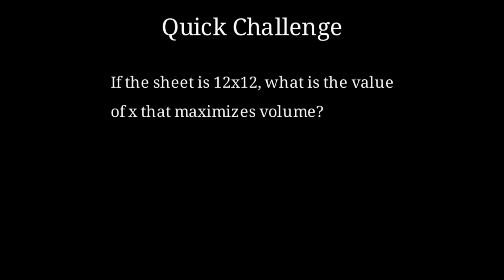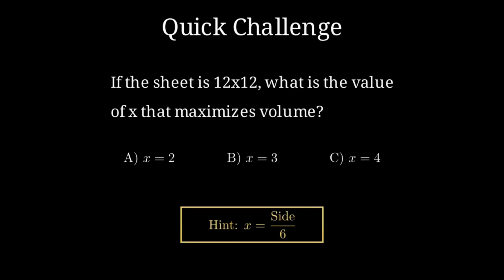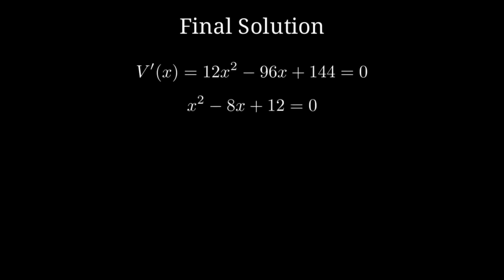Here is a quick challenge for you. If you have a square sheet with a side of 12 units, what cut x would maximize the volume? Use the shortcut we noticed earlier or run the calculus. If you chose x equals 2, you are correct. Solving the challenge, for a 12 by 12 sheet, the derivative leads to x equals 2 or 6. Since 6 would consume the whole sheet, 2 is our winner.